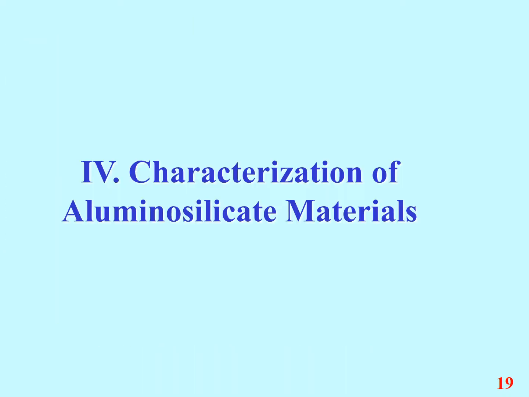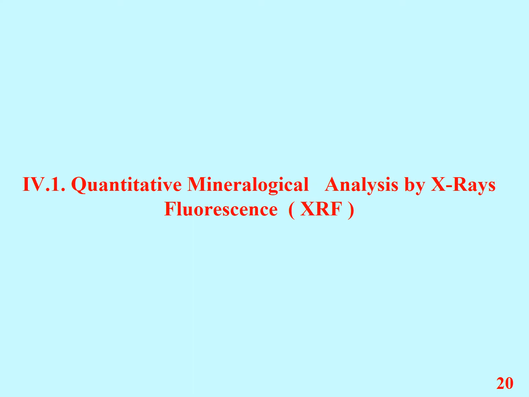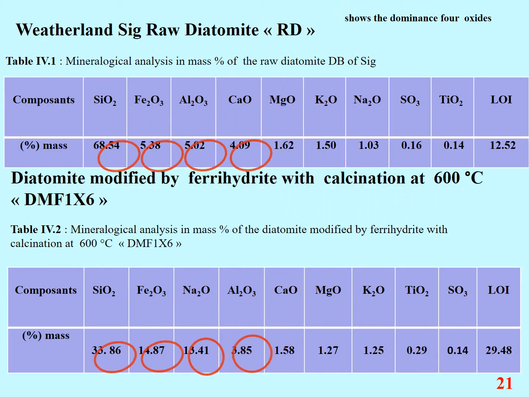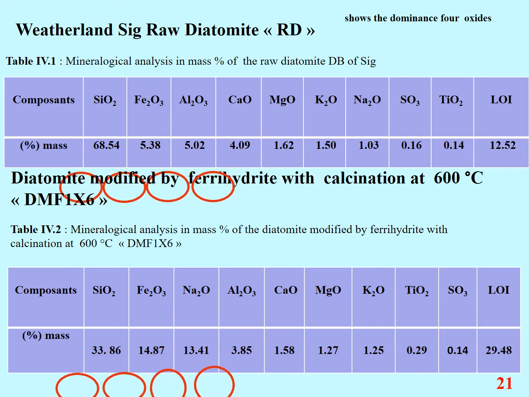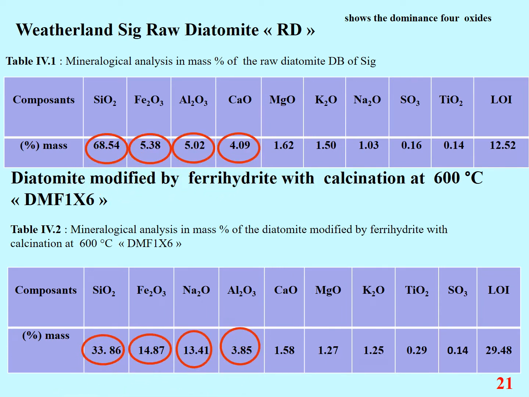characterization of aluminosilicate. Quantitative mineralogical analysis by X-ray fluorescence. The raw diatomite of Sig showed dominance of oxides such as silica, iron trioxide, alumina, and calcium oxide. And the diatomite modified by ferrihydrite with calcination at 600 degrees Celsius shows dominance of oxides such as silica, iron trioxide, sodium oxide, and alumina.